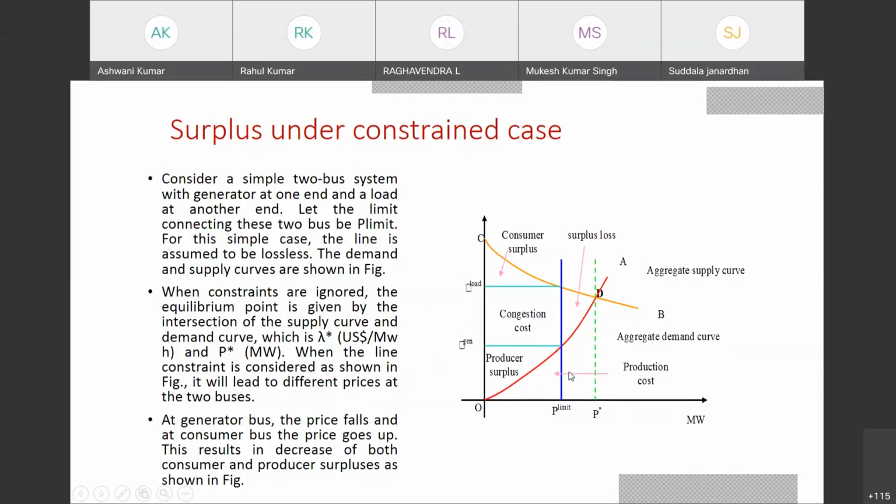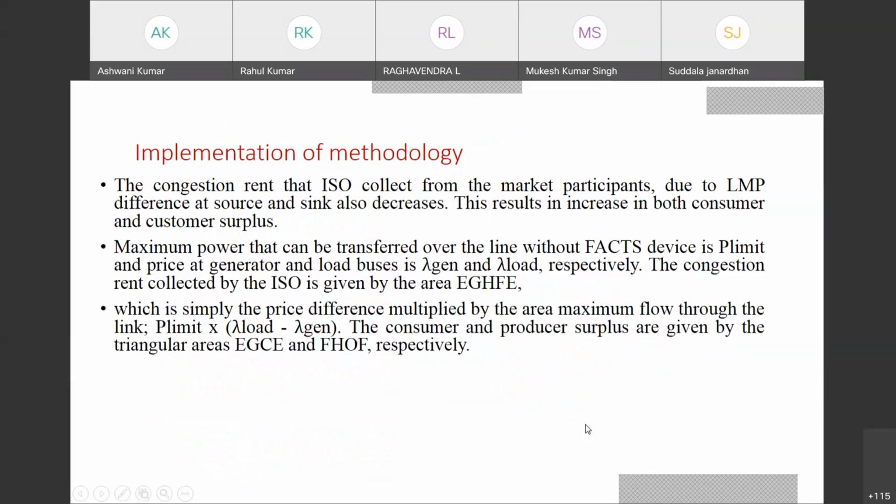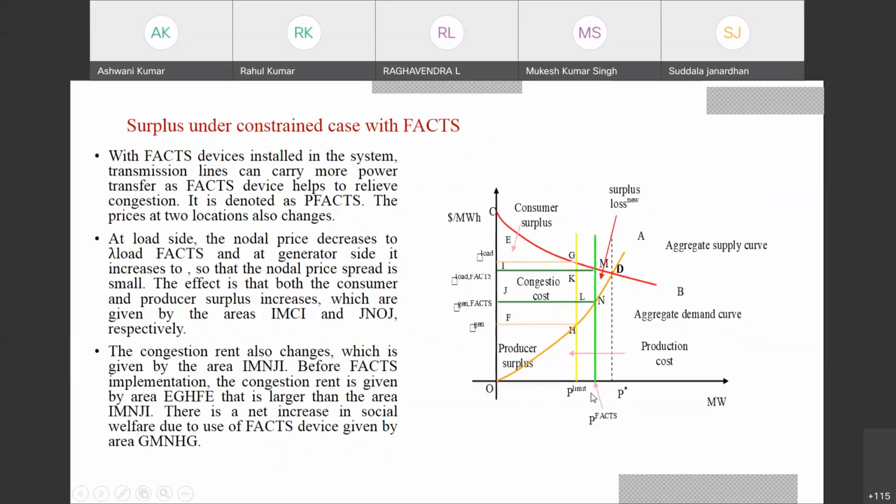So this cost, which arises in the market, is called congestion cost. This congestion cost, we can reduce by adding certain devices. So how to reduce it? Add a device here, FACTS. So the P limit will rise to this point here. So there will be a difference in the congestion cost. This was the congestion cost earlier without FACTS, and this is the congestion cost now with FACTS. What is the difference? This difference has happened because of the FACTS device.